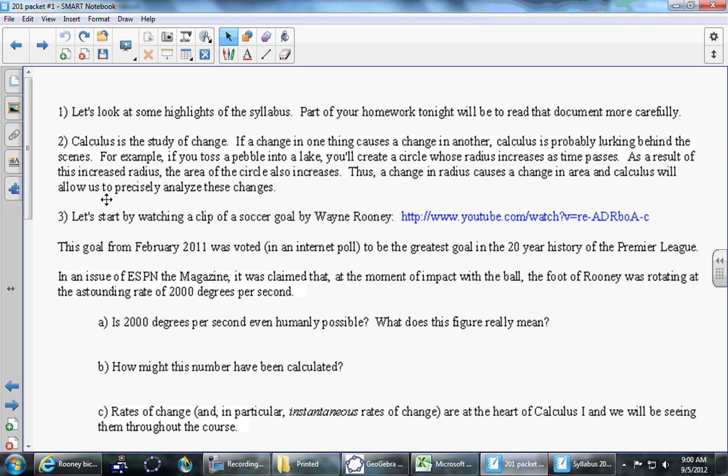system. How do you change it? How do as a result of this increased reading, Mhm. the area of the circle also change radius area calculus will allow us to quickly.